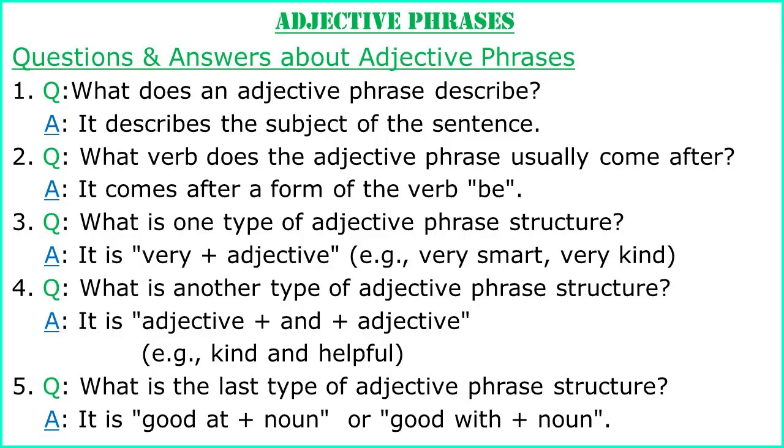3. What is one type of adjective phrase structure? It is very plus adjective, e.g. very smart, very kind. 4. What is another type of adjective phrase structure? It is adjective plus and plus adjective, e.g. kind and helpful. 5. What is the last type of adjective phrase structure? It is good at plus noun or good with plus noun.